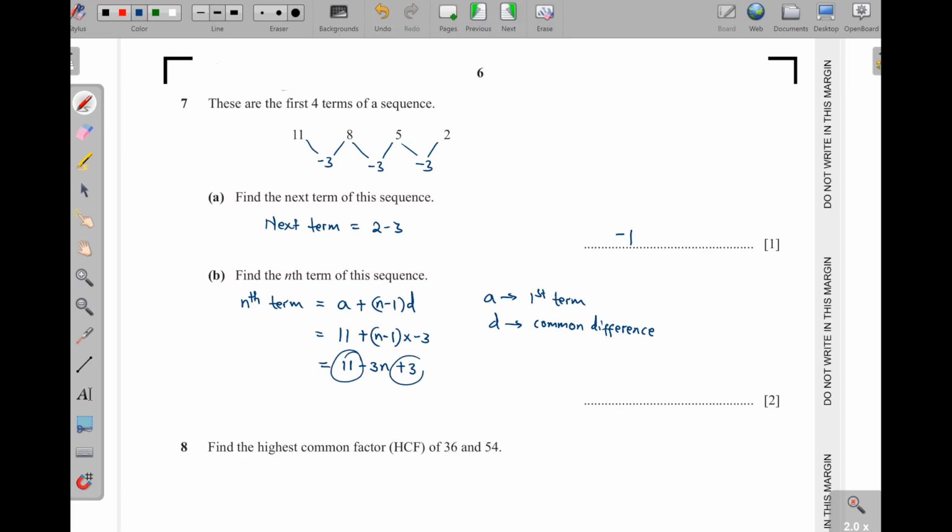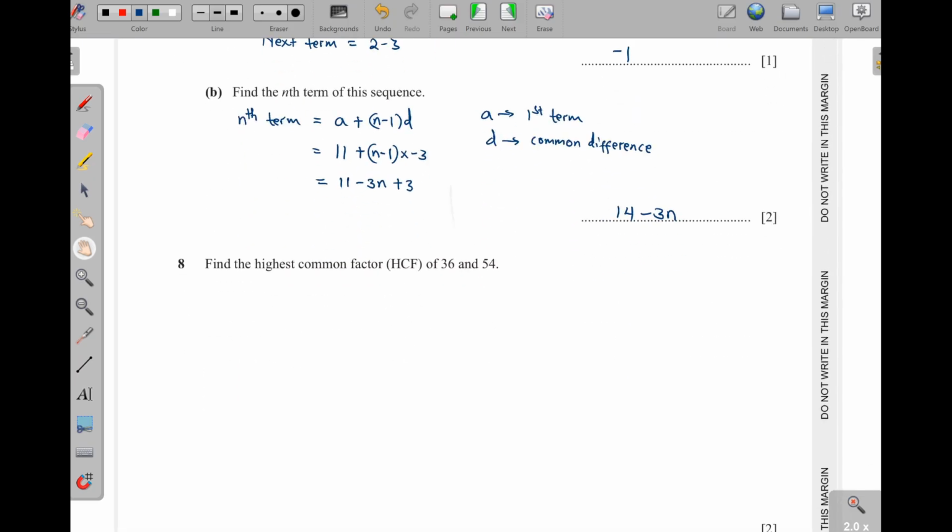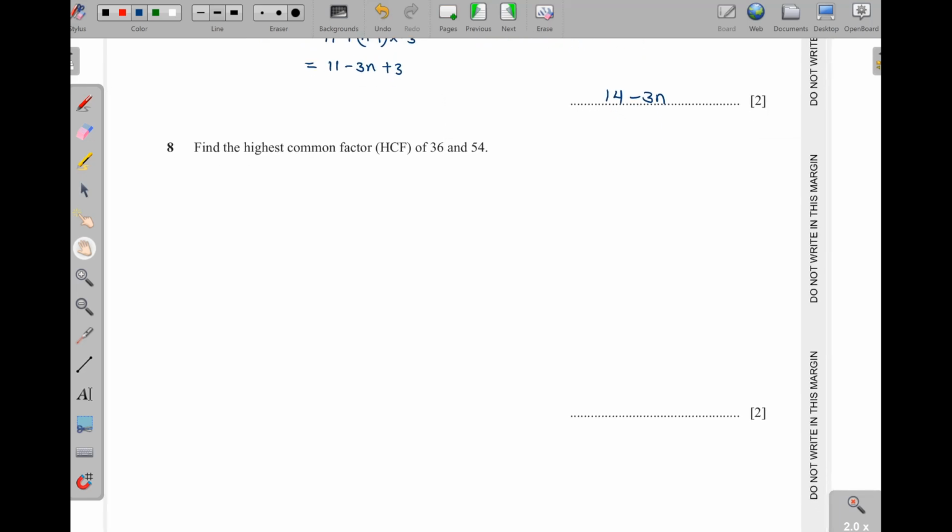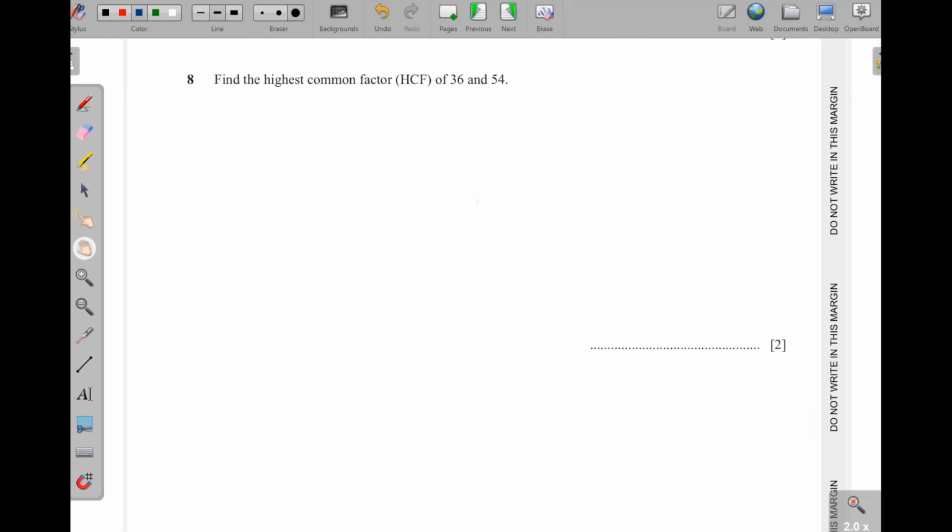Now 11 plus 3, that one gives us a 14. And then minus 3n, as simple as that. There are also some other 2 methods we can use to solve this, but because of time, I'll just use this simplest one here. Then question 8, they are saying find the highest common factor of 36 and 54.